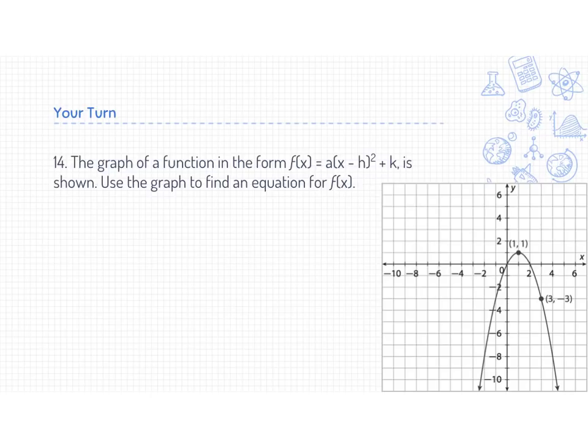All right, your turn on this one. And once you're all set and done with this one, you should get f of x equals negative x squared plus 2x minus 1.